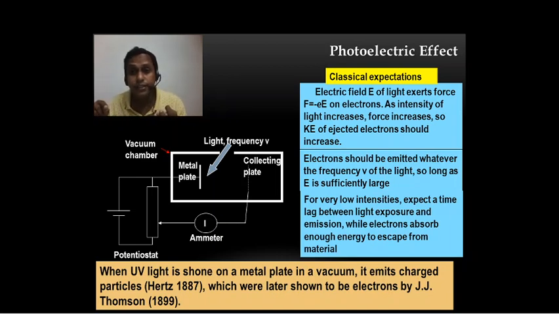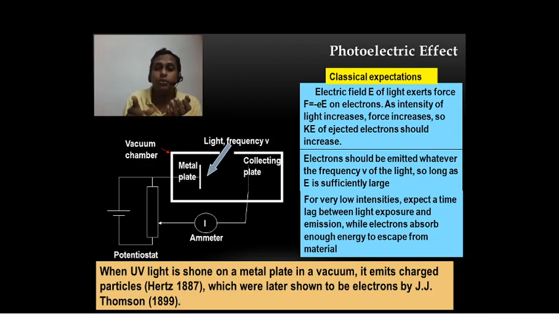As the intensity increases, the force increases, so the kinetic energy of the ejected electron should increase. That is a classical expectation. Intensity increases means the electric field increases, which means the force increases, and since the force increases, the kinetic energy of the ejected electrons should increase. That is a classical expectation, but it does not actually happen. So there is one classical expectation which does not happen in the photoelectric effect.